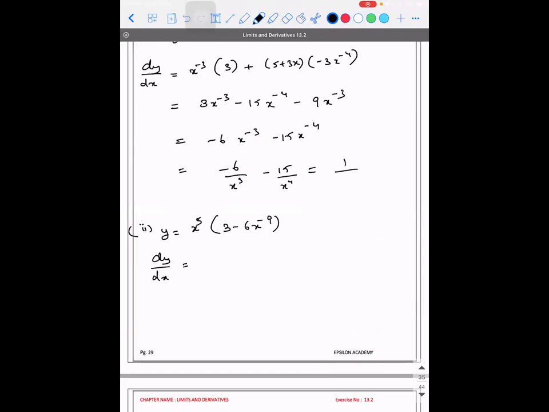Okay, I'll do one thing. I'll take 1 by x power 4 outside. Then I will have 15 plus 6x. Accepted? They both are same. Okay. So now what I will do is I'll take out 3 common. If I take out 3 common, minus 3 by x power 4 into 5 plus 2x. And you're saying this is the answer. Understood? Yes, sir. Understood, sir.